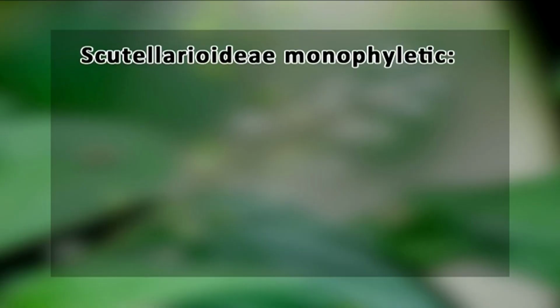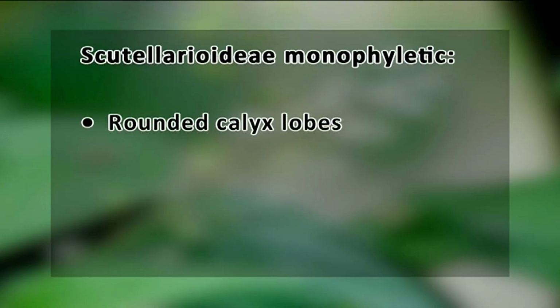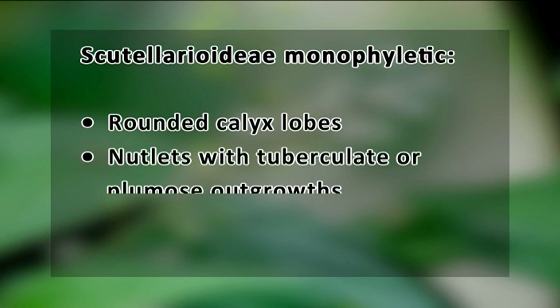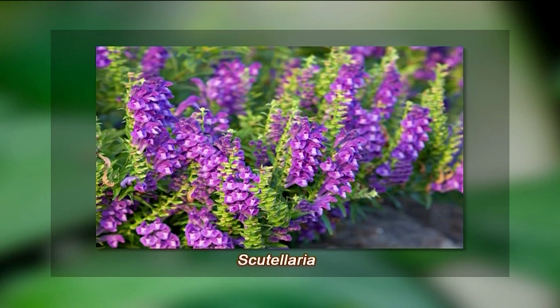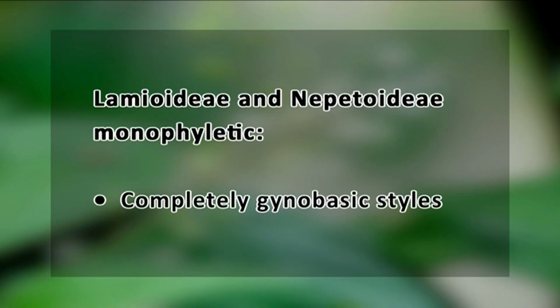Another monophyletic group in addition to Ajugoideae is Scutelloideae. It is recognized on the basis of characters like rounded calyx lobes and the nutlets with tuberculate or plumose outgrowths. This Scutelloideae includes genera like Scutellaria and their relatives. 2 more monophyletic groups can be recognized within the family Lamiaceae, namely Lamioideae and Nipitoideae. These together may constitute another monophyletic group as both have completely gynobasic styles.